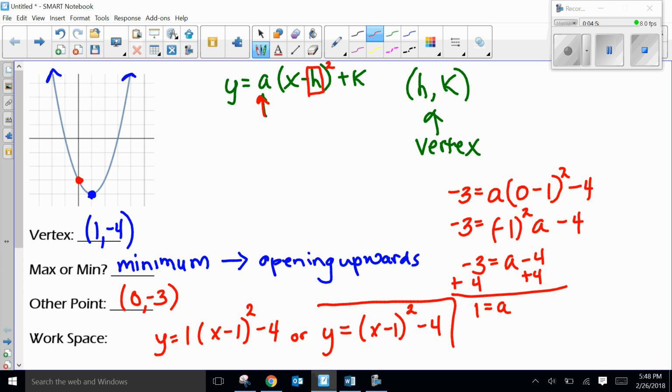You can see it's very easy to forget about the squaring piece, so try not to forget that. That's what makes it a quadratic function. So that's really important.